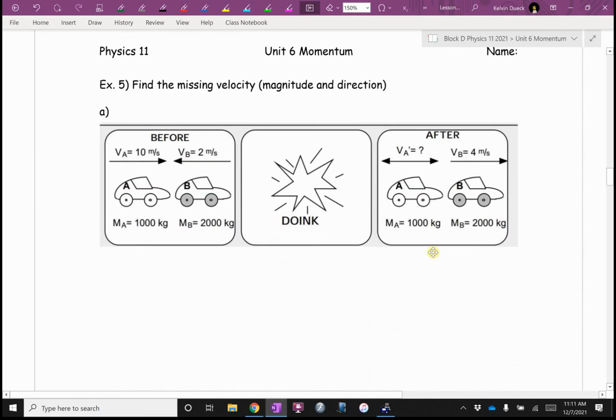Example 5. I like example 5. Although I'm going to give you these not as pictures, but as word problems. But this is what we've been building towards. We can now analyze collisions. Zach, what does example 5 want me to find? Which one is missing? Look at the pictures. You'll figure it out.